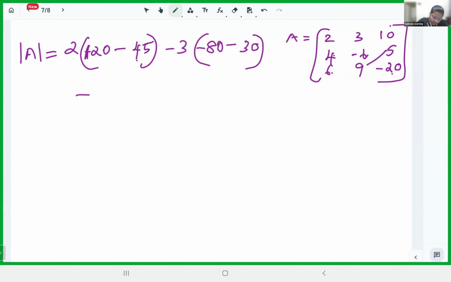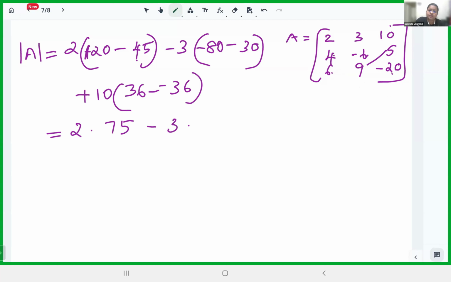Now, what is the third one? 10 into, you have to delete this column and this row. So what is remaining? 4 minus 6, 6, 9. So that is equal to 4 into 9 is 36 minus 6 into 6 is minus 36. So that is equal to 2 into 120 minus 45. 120 minus 45 is 75, minus 3 into minus 80 minus 30. It is minus 110 plus 10 into 36 plus 36, that is equal to 72.